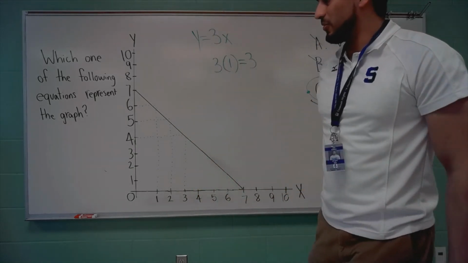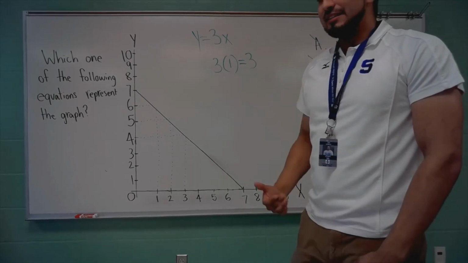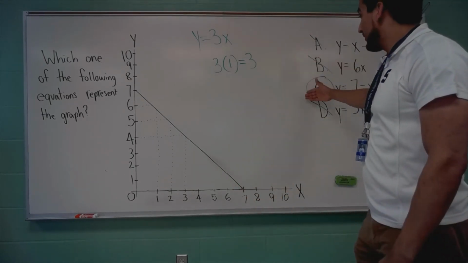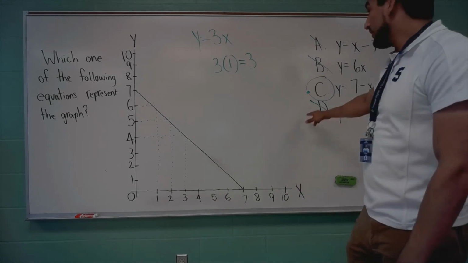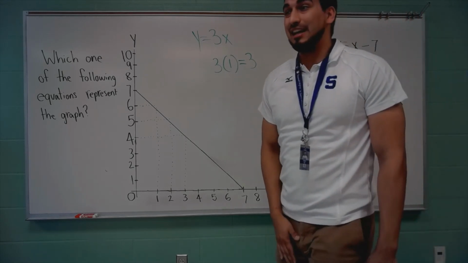Which one of the following equations represents the graph? We say it's C because we worked out each one of the equations. The only one that worked was y equals 7 minus x, okay?